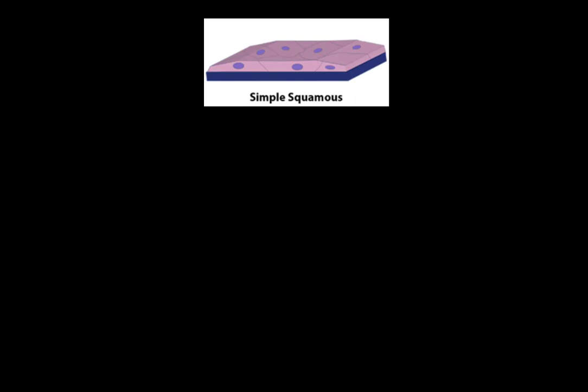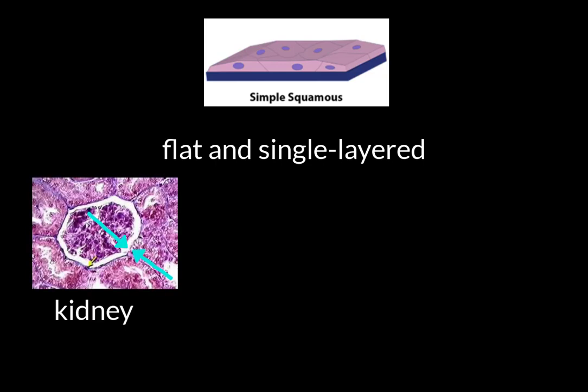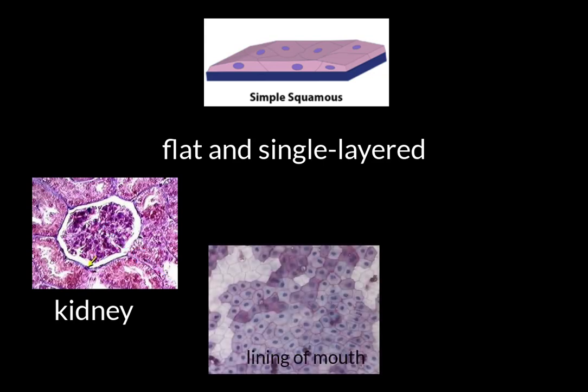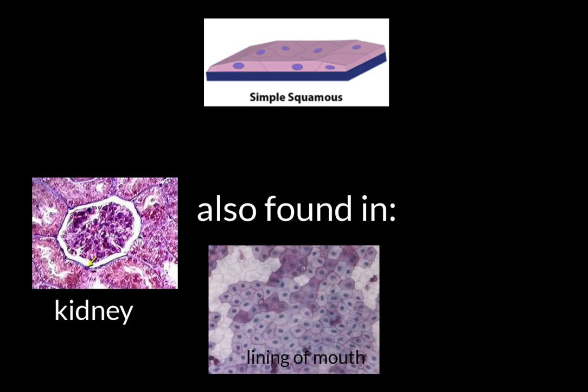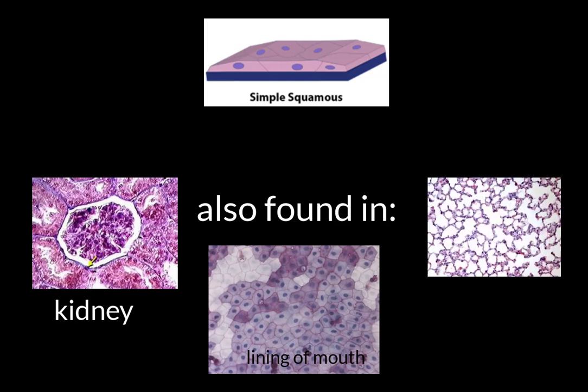The first type we have is simple squamous epithelium. And so if you look at these cells, you should see that they are flat, which tells you that they're squamous, and there's only one single layer, which tells you that they're simple. So simple squamous epithelium. Examples of where you would find these cells are in your kidney, your lung, or the lining of your mouth. And their basic job is for protection and diffusion.